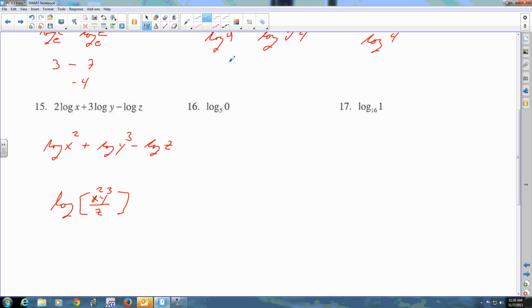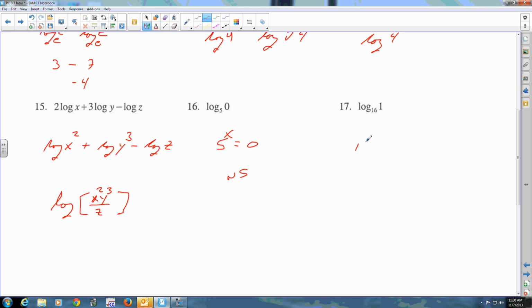This, it's not really one of the properties, I just want you to think about it. 5 to what power is 0? There's no answer to that. There isn't a number that you can pick that gives you 0. Okay, so there's no solution to this.